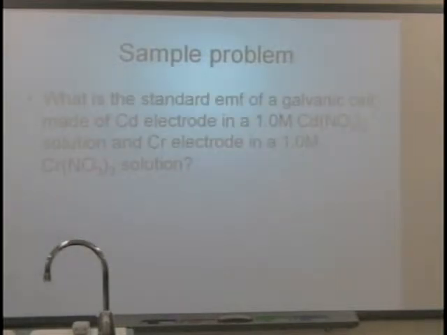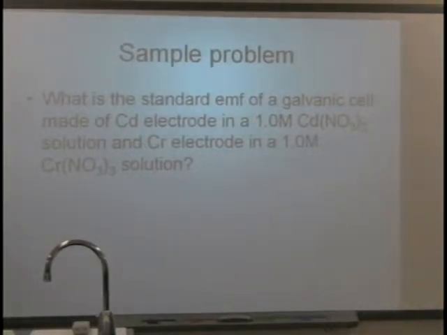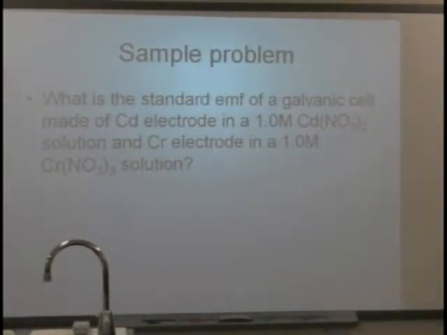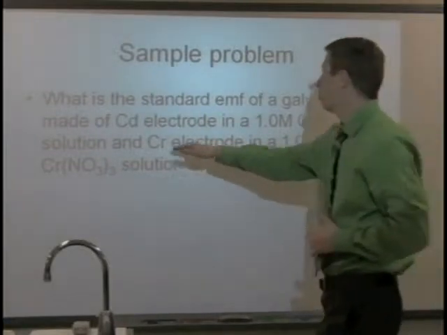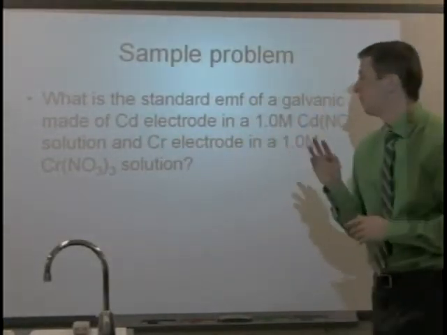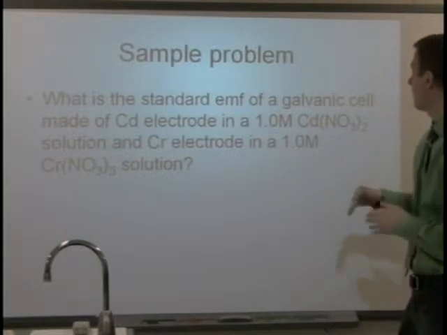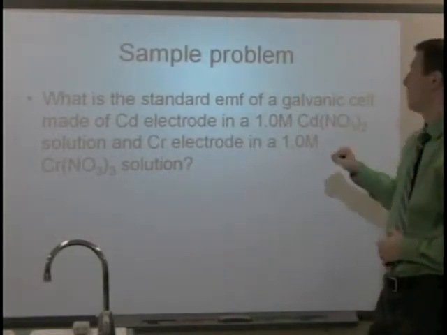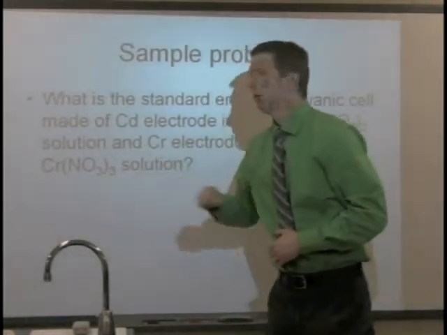It says, what is the standard EMF of a galvanic cell made as cadmium electrode in a cadmium nitrate solution and chromium electrode in a chromium nitrate solution? So what you can do is, I'll go back to the previous slide here. First, identifying cadmium and chromium. Cd and Cr are the two things to keep in mind here. Secondly, the cadmium goes from a 0 and a +2 if it's with the nitrate. Here's a 0 and a +3.